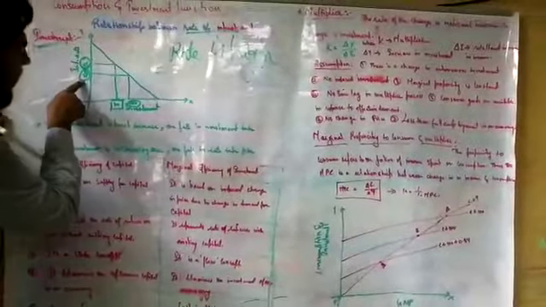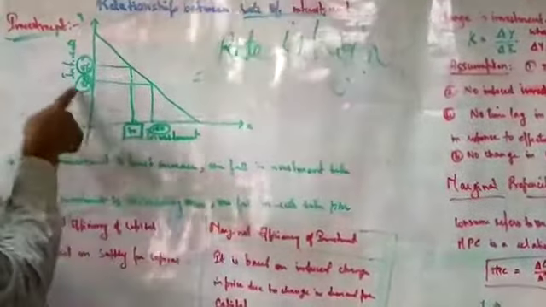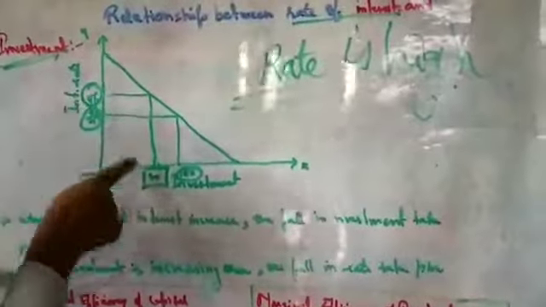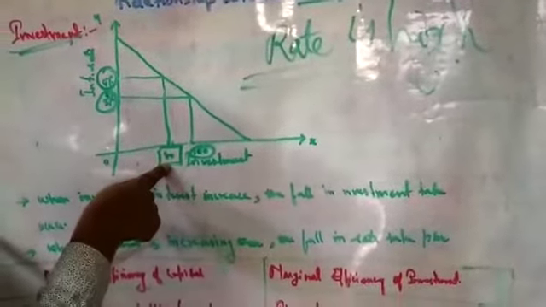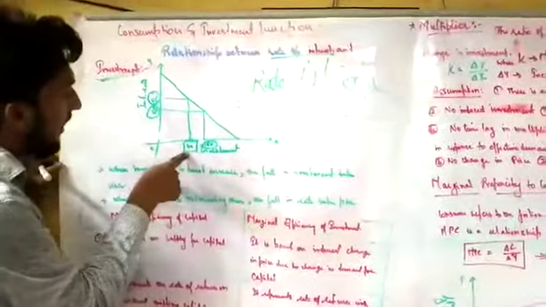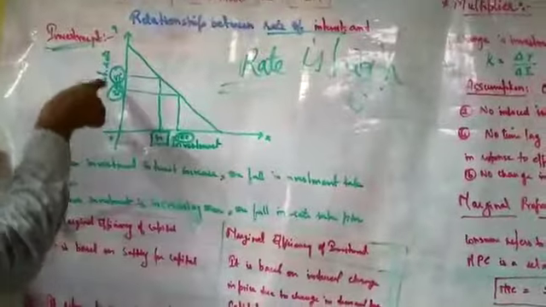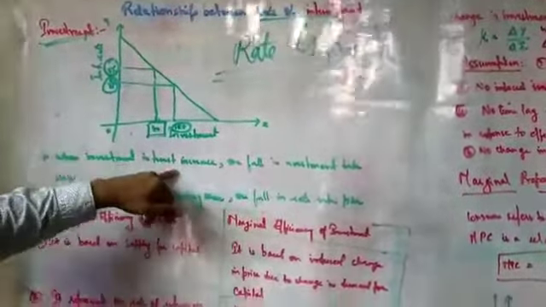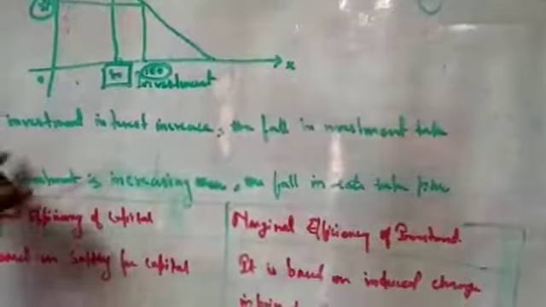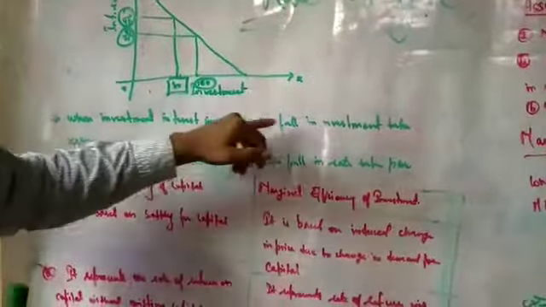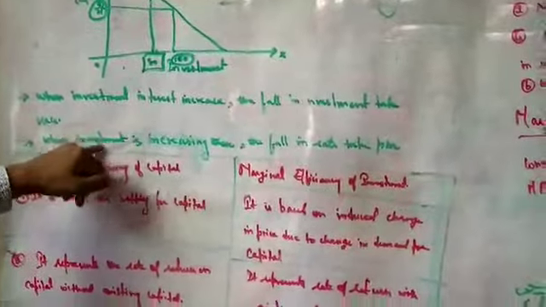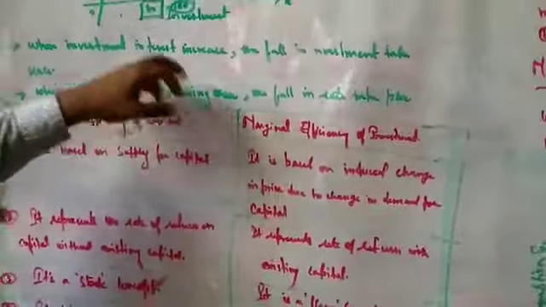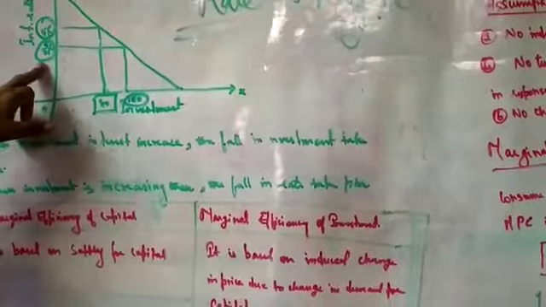When there was a 5% interest rate, 100 people were there in the investment. But when the interest rate increased to 8%, the number came down to 80. So it reduced from 100 to 80. Why? Because there was an increase in the rate. This is what the two points say. When the rate is increased, a fall in investment takes place. Vice versa, if investment is increasing, there must be a decrease in the rate, right?